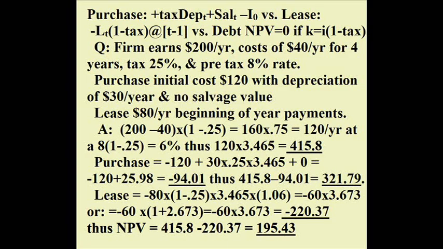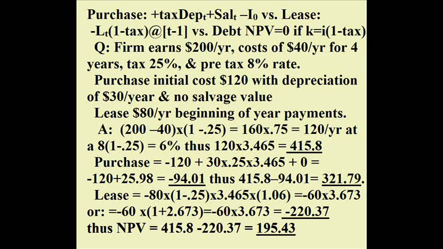Well, remember that problem we went through once and then we did it again after tax? Here's the full-blown version. What we're going to do now is look at lease versus purchase. In the case of a purchase, you get savings on the tax from the write-off of the depreciation. That's plus the tax times the depreciation. And if there's salvage value, you add that in too, minus the initial outlay.